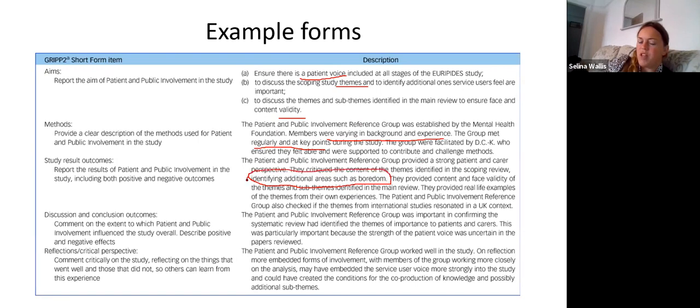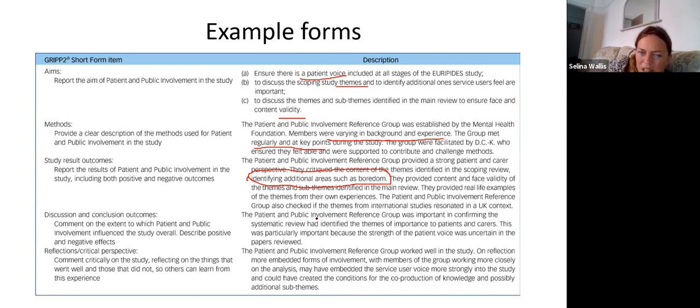such as boredom, should be included. So for me, when I think about evaluating public involvement, one of the things that I would want to know is what has changed, what wouldn't have been in this work if they hadn't had that patient voice. So having boredom as a theme is something they've identified as changed because of public involvement. So that to me is important.